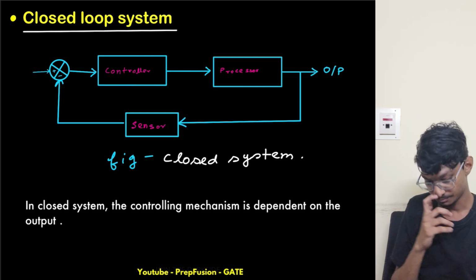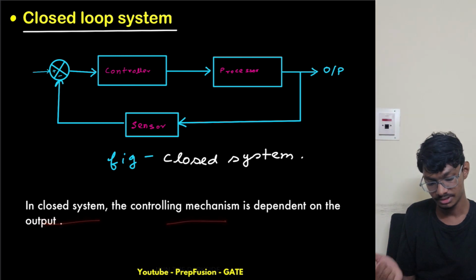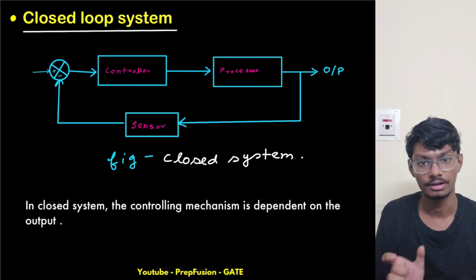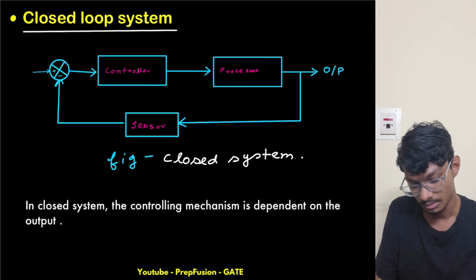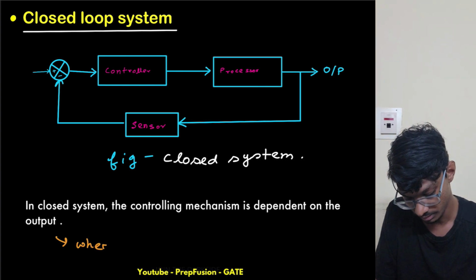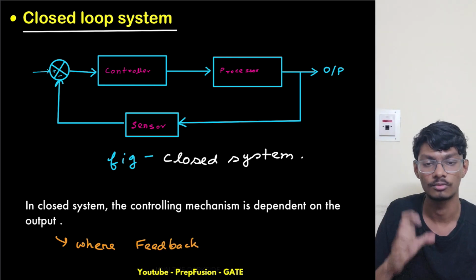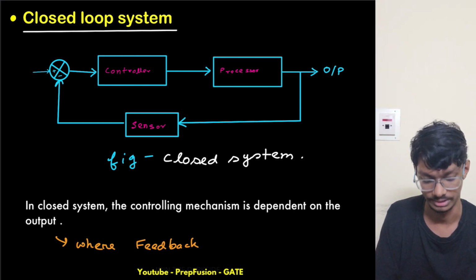Okay, so in a closed system, the controlling mechanism is dependent on the output. Or we can say, for a closed system where feedback is present. Now it may be positive or negative. What do you mean by positive and what do you mean by negative? We'll come to that in the next few slides.